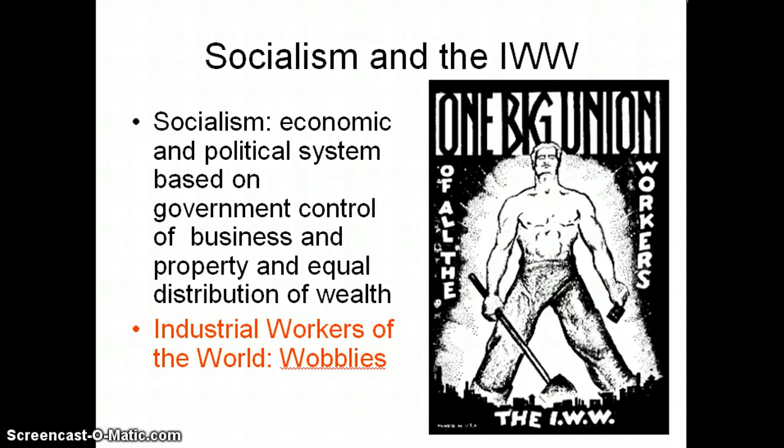Socialism is an economic and political system based on government control of business and property and equal distribution of wealth. In a socialist system, the government would regulate industry and ensure that workers were given their share.